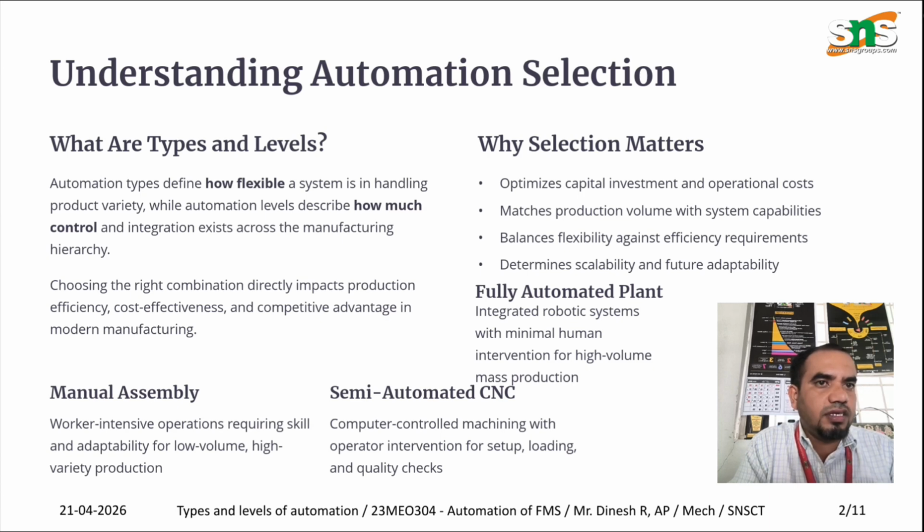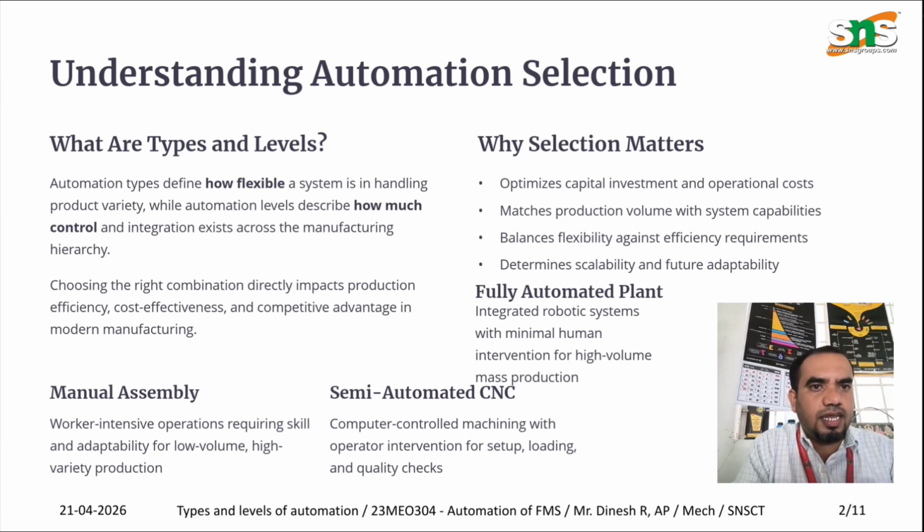Next, it matches production volume with system capabilities. We always have to match production volume with system capabilities based on the type and level of automation we are using, and balance flexibility against efficiency requirements. Efficiency requirement also plays an important role. And last, it determines scalability and future adaptability. So these are the reasons why selection matters. That means the selection is about what type of automation we are going to select.